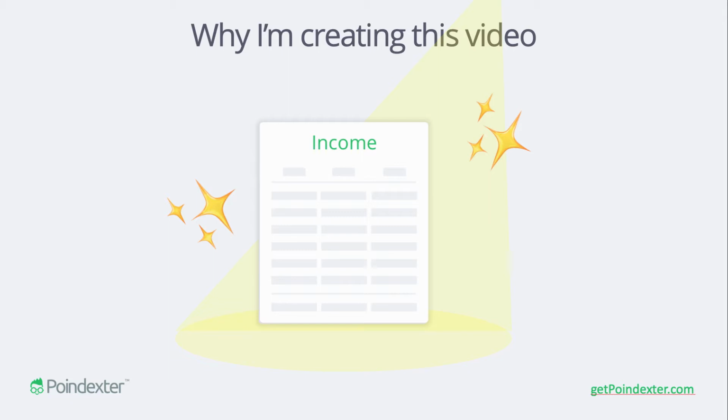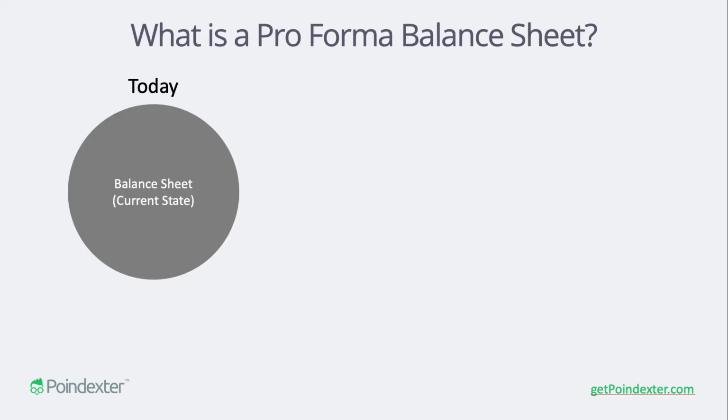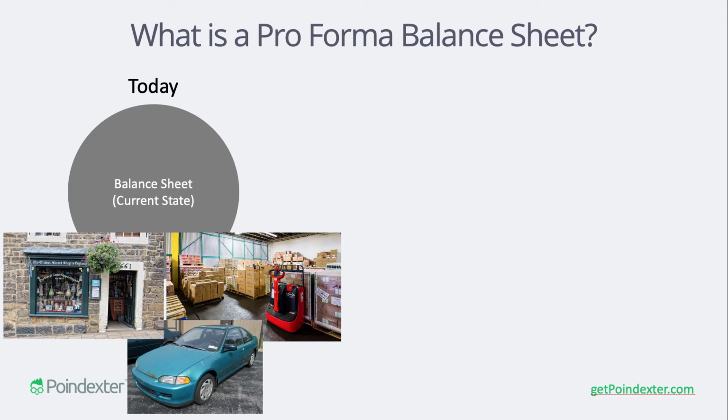In order to discuss what a pro forma balance sheet is and how to create one, it'll be helpful to cover first what a normal balance sheet is. Ultimately, it's a list of all the stuff a business owns. That can include cars, warehouses full of inventory, storefronts or buildings, if you will, that hold your storefront. And it could also include the debts attached to purchasing any of those things.